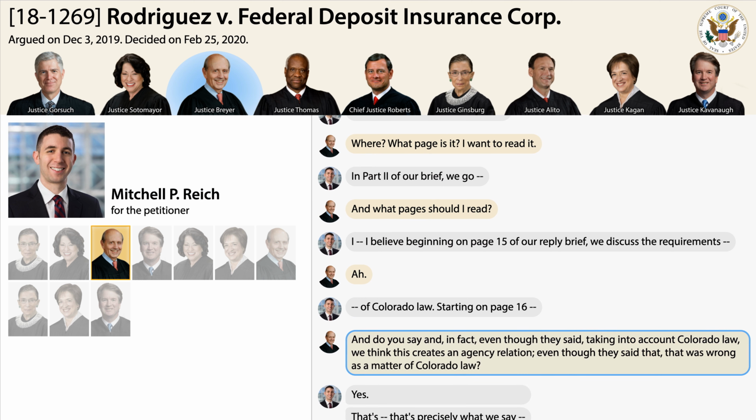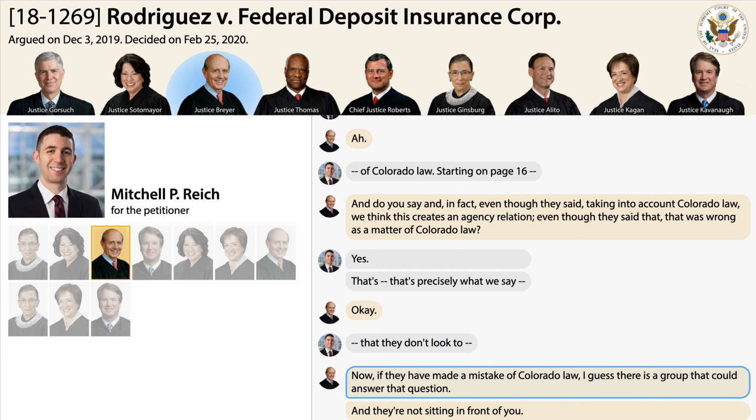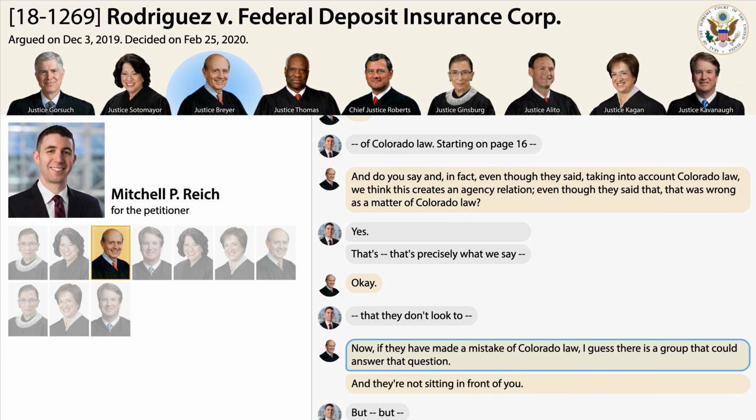And do you say that, even though they said, taking into account Colorado law, we think this creates an agency relation, that was wrong as a matter of Colorado law? Yes, that's precisely what we say. Okay. Now, if they've made a mistake of Colorado law, I guess there is a group that could answer that question.